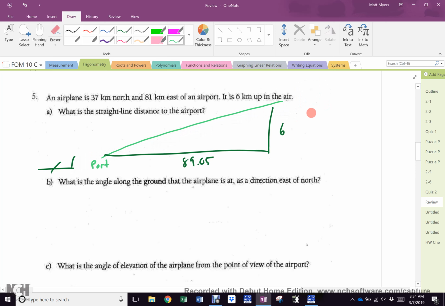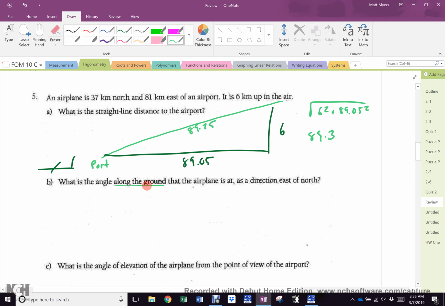So, of course, that is the square root of 6 squared plus 89.05 squared, which I can't remember exactly what it is. I think it's 83 or 89. I don't remember. But it is. That calculator doesn't work. 36 plus 89.05 squared, square root is 89.25. Most of you will have put 89.3, which is fine.